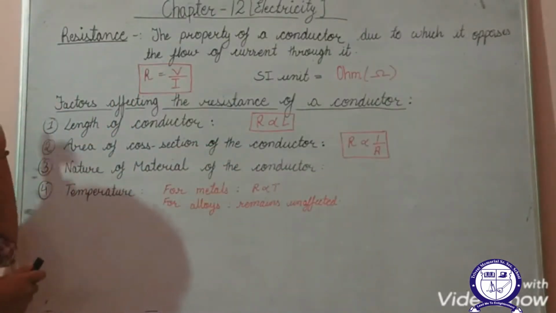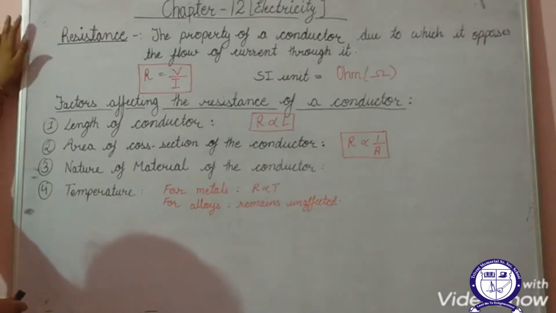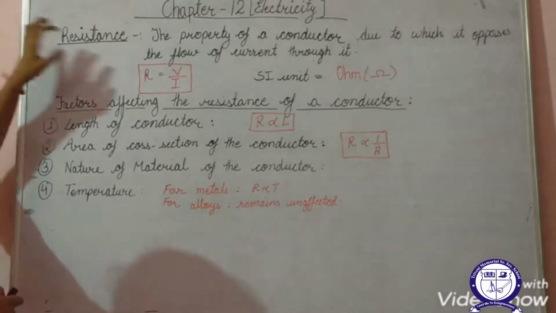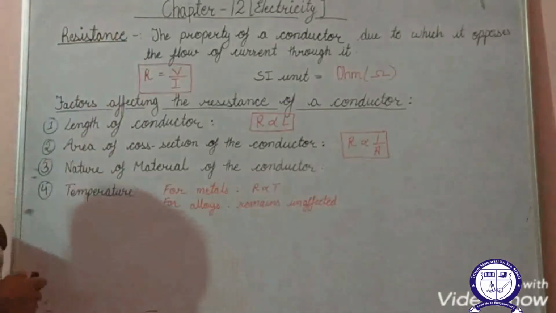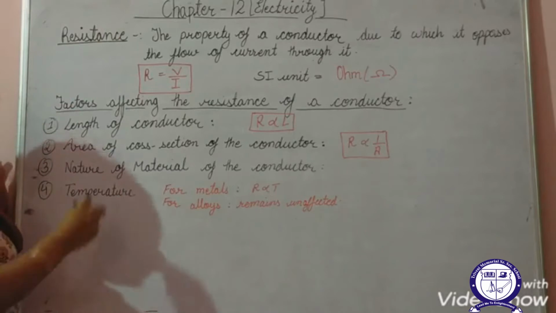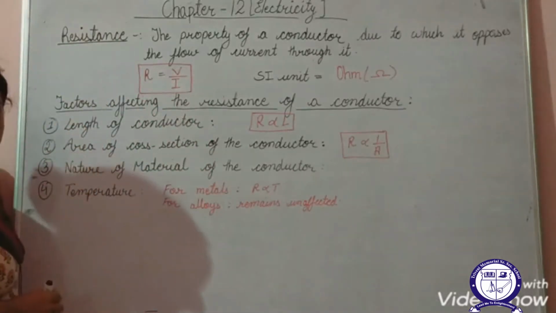Now about resistance we have discussed in our very first part, that resistance is basically the property of a conductor due to which it opposes the flow of electric current through it. This formula we derive from Ohm's law, that R is equal to V by I, and the SI unit for resistance is Ohm. These things we have discussed in the first part.